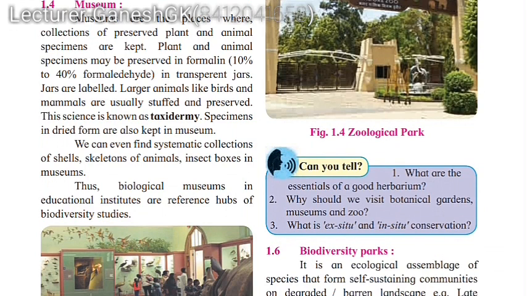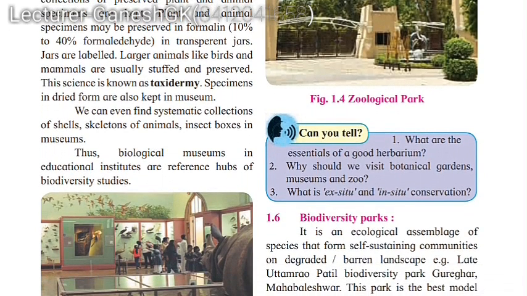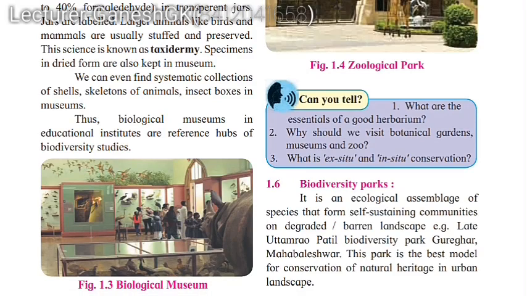Larger animals like birds and mammals are usually stuffed and preserved. The science which shows these preserved animals in the museum is called taxidermy. Specimens in dried form are also kept in the museums. That is what we call a skeleton.